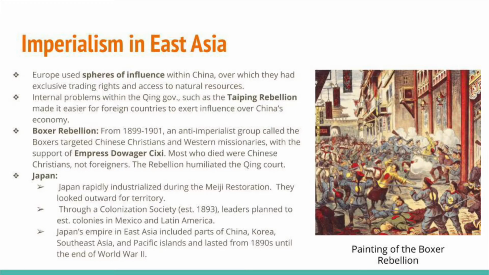Japan's empire in East Asia included parts of China, Korea, Southeast Asia, and the Pacific Islands. This empire lasted from the 1890s until the end of World War II. The picture on the right is a painting of the Boxer Rebellion within China.